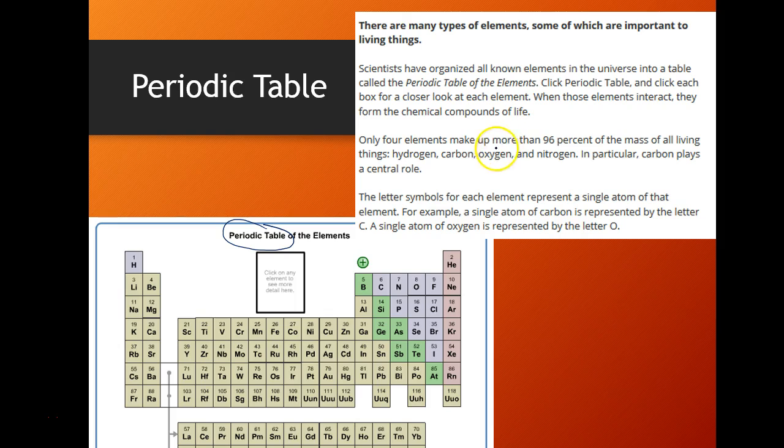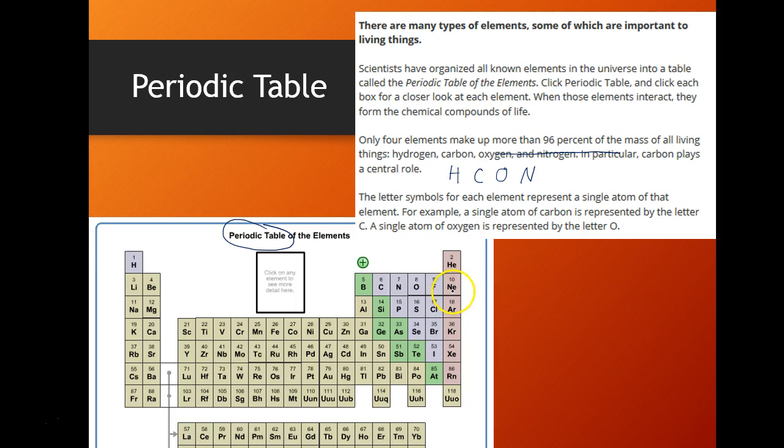Only 4 elements make up more than 96% of the mass of all living things. That would include hydrogen, carbon, oxygen, and nitrogen. So even though there are approximately 115 elements that we know of, 4 of them make up more than 96% of all mass.